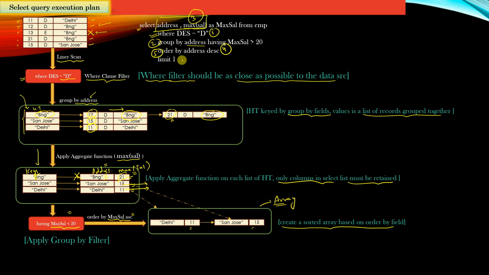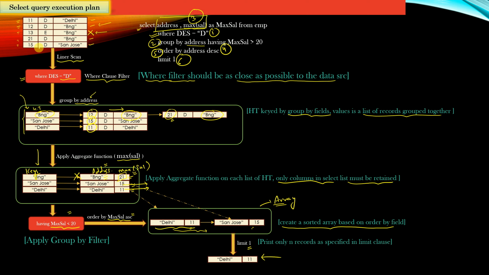And eventually the last thing is the limit clause. It means that from this sorted list, we are going to emit the output of the first n records. Here the value of n is 1. So we will output only the first record in this linked list. So this is the final output of this select query.